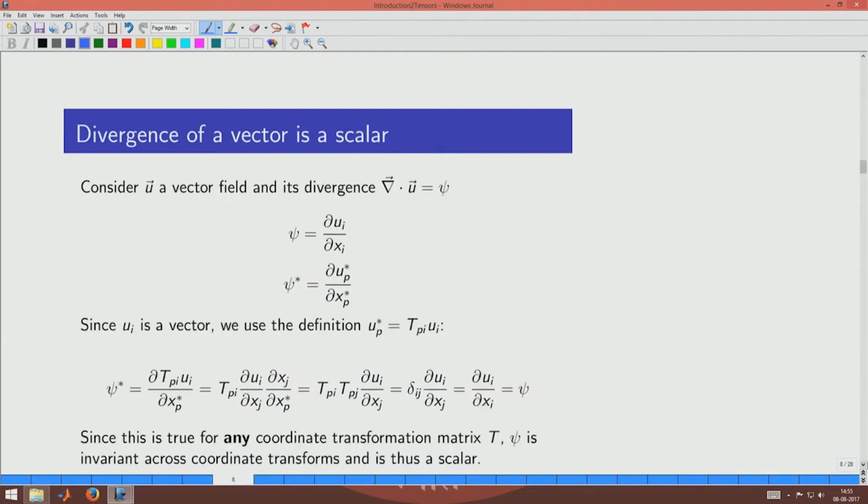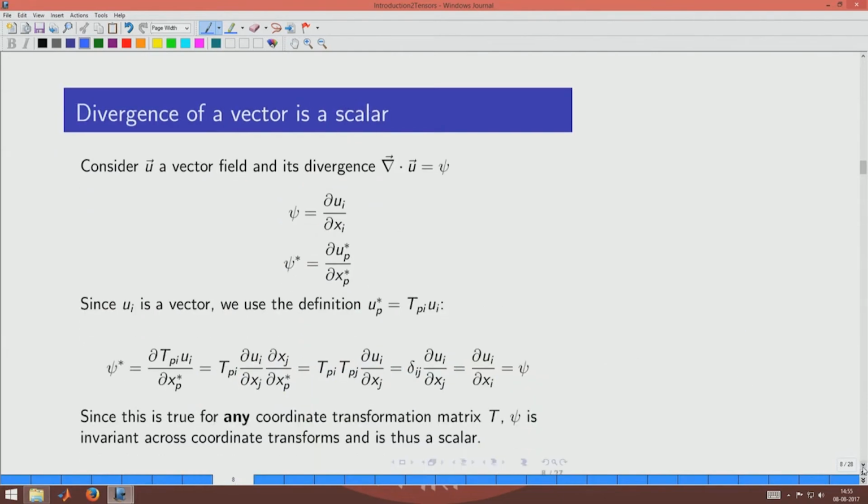Okay. Now, furthermore, we have a couple more proofs to show. Divergence of a vector is a scalar. So, this is analogous to the dot product being a scalar. So, divergence of a vector is a scalar. So, we are saying that if u is given as a vector, then its divergence, which is here given as psi, can be taken as a scalar.